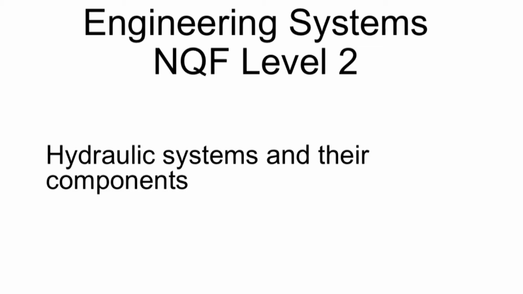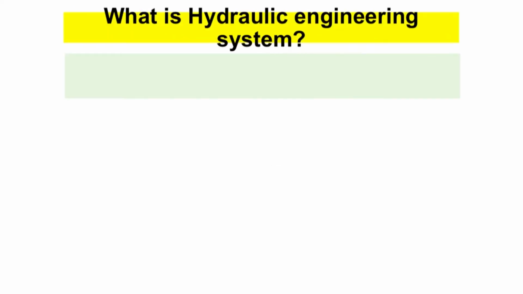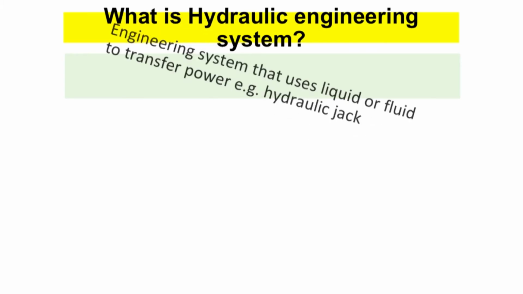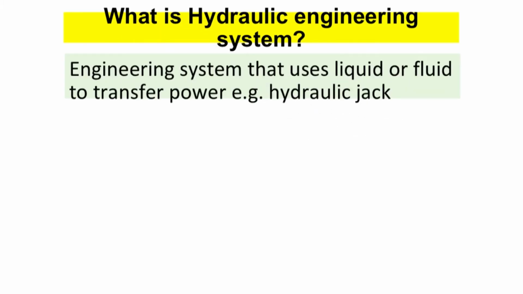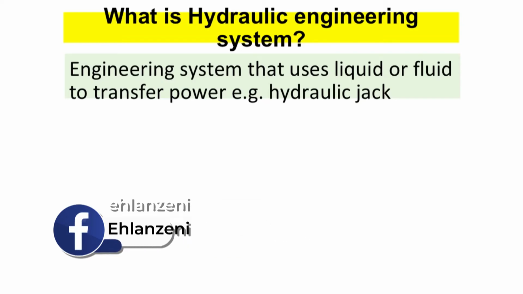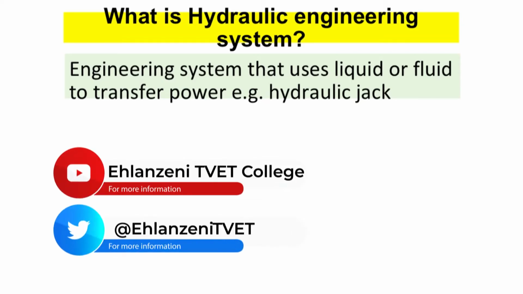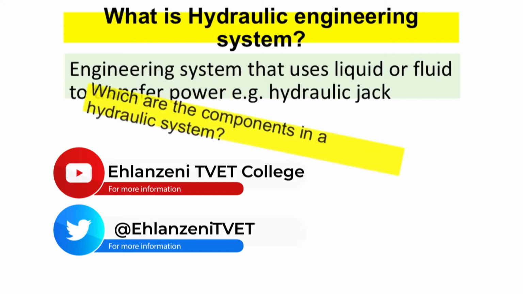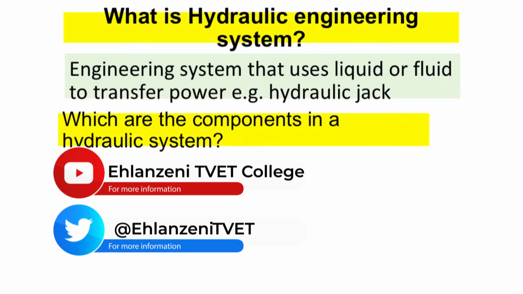So, what do we mean by a hydraulic engineering system? We say a hydraulic engineering system uses liquid or fluid to transfer power. For example, you have a hydraulic jack. Therefore, let us look at the components of a hydraulic system.